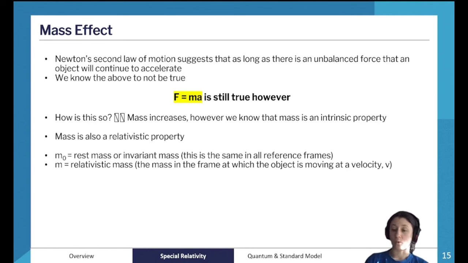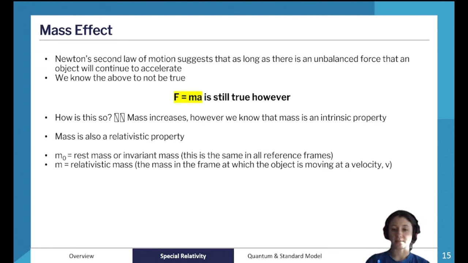However, when we get into the relativistic scene where we have things moving really, really fast, we know that this is actually not true. F equals ma is still true, but we know that Newton's second law is not true, because what we observe is that as we try to accelerate an object closer and closer to the speed of light, its mass will increase too. And we'll go over more of this in a second.